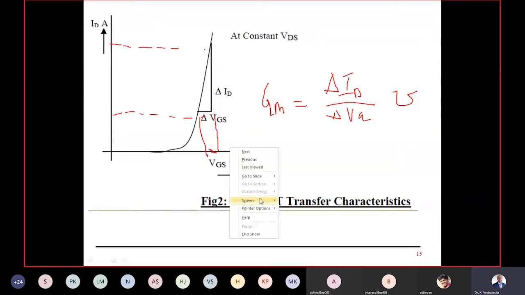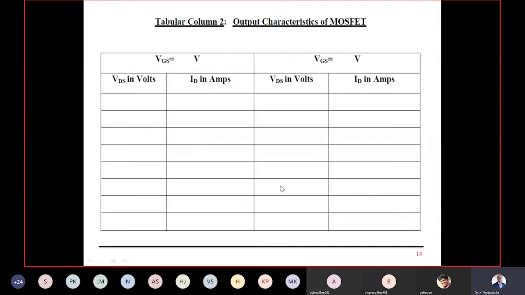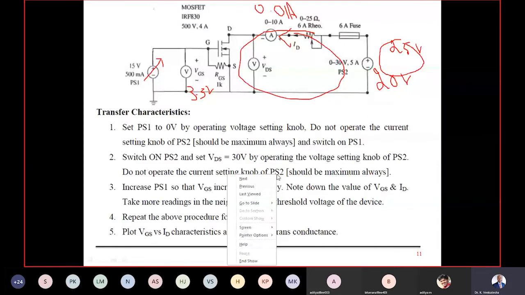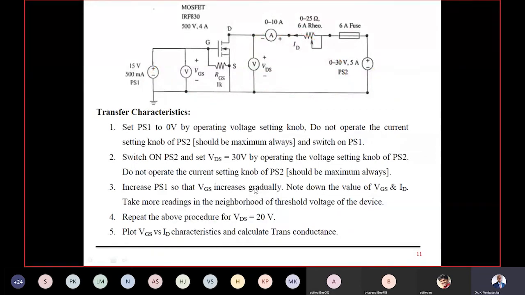Any doubts here? Do you have any doubts? Somebody can respond. No, sir. Okay, voice is very feeble. Louder. No, sir. Okay.